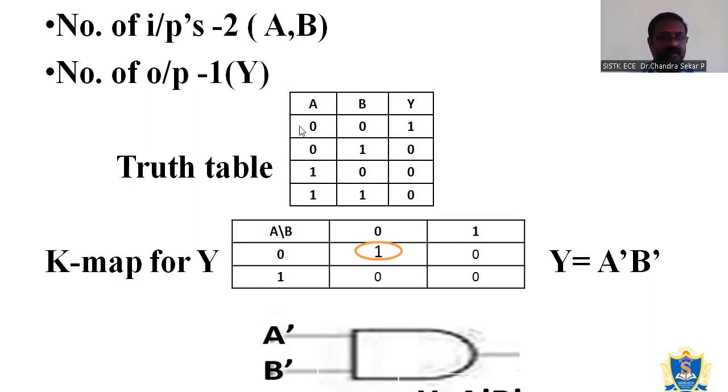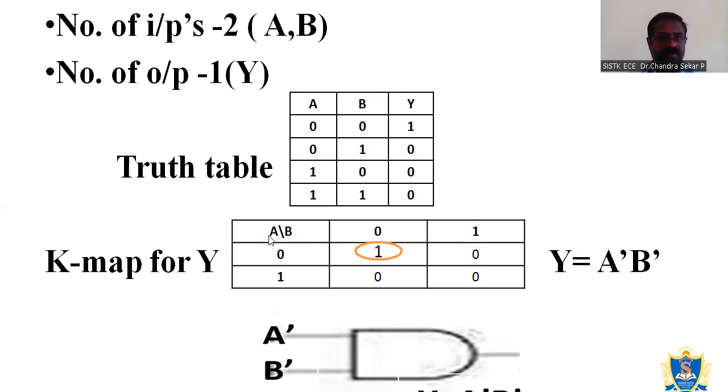From the problem statement, if A is 0 and B is 0, then obviously the output will be high. Here A is 0, B is 1. One input is high, so the output goes to 0. Here A is 1, B is 0, then the output will be 0. Here A is 1, B is also 1, then the output is 0.